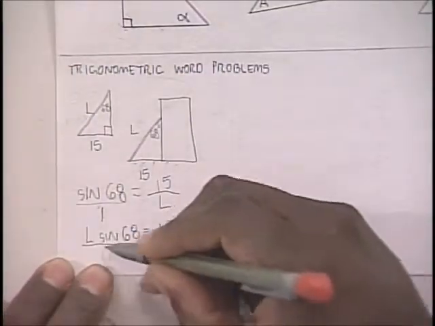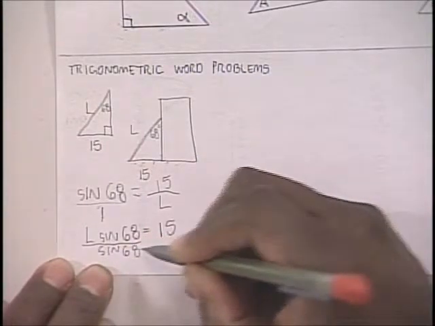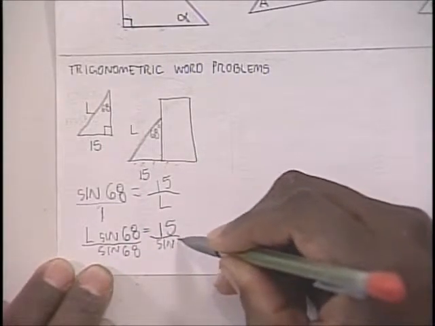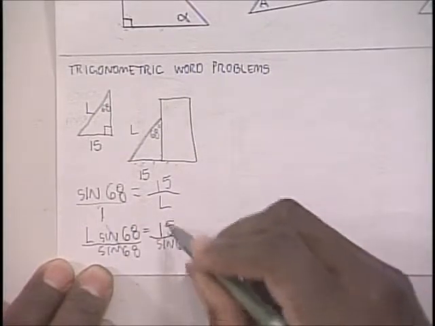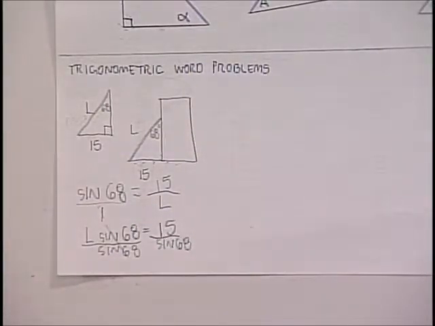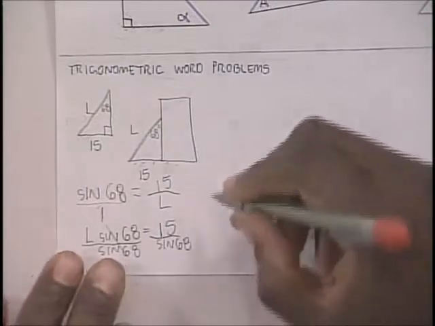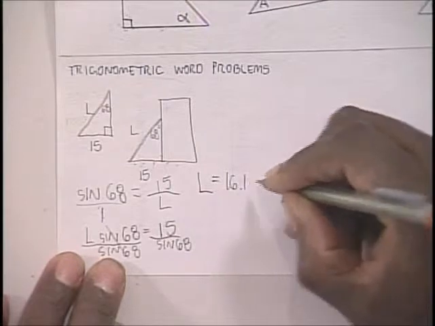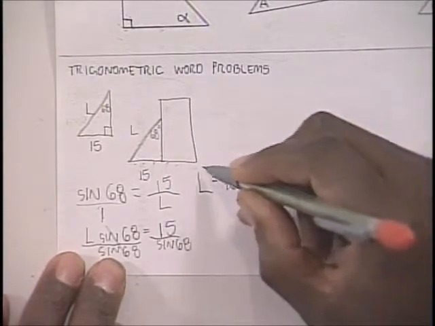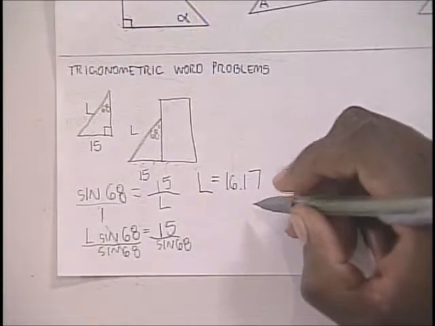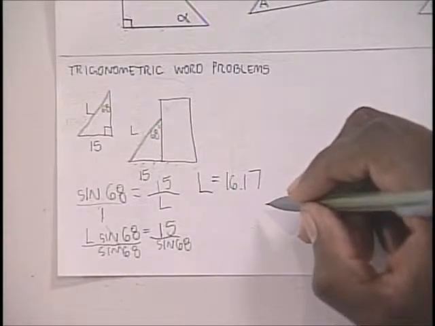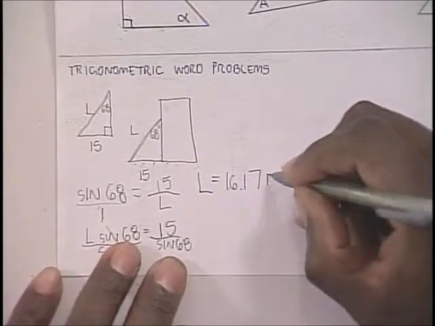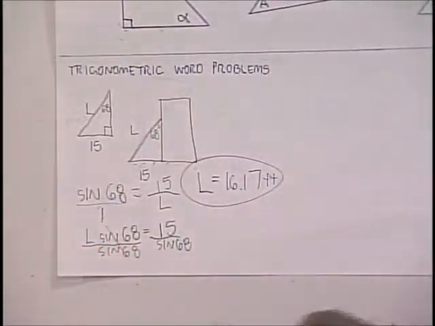You're going to divide both sides by the sine of 68. That'll cross that out. And now you're just dividing 15 by the sine of 68, making sure that you are in degree mode. And what we end up with is L is equal to 16.17, and that would be feet. So this would be what you'd have to do to solve this problem.